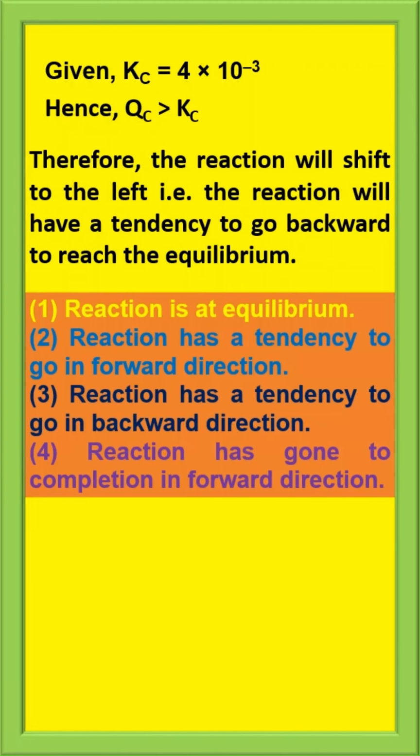First one is the reaction is at equilibrium, which is not correct because for that QC must be equal to Kc. Number 2, reaction has a tendency to go in forward direction. This is also not correct because in that case QC should be less than Kc. And number 3, reaction has a tendency to go in backward direction. For that we need QC greater than Kc, and we are getting that QC is greater than Kc. So number 3 option will be the right option out of these 4 options. So correct answer is number 3.